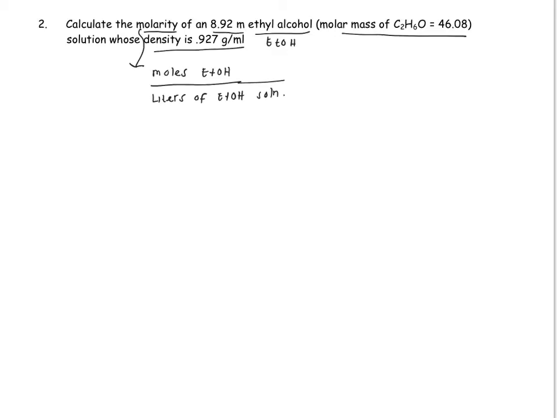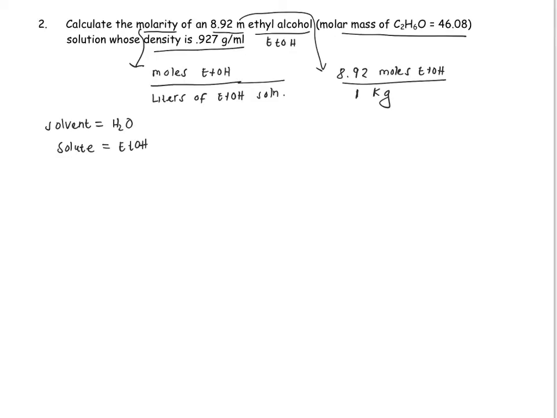solution. We're given the molality of our ethanol solution. So that means that we have 8.92 moles of ethanol per 1 kilogram of solvent. And our solvent in this case is water. Our solute is ethanol. Okay, so per 1 kilogram of water.